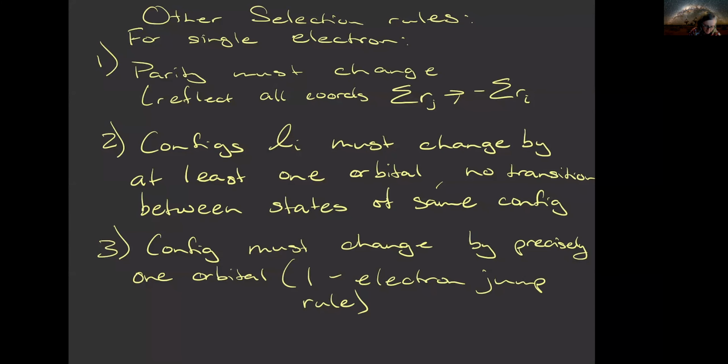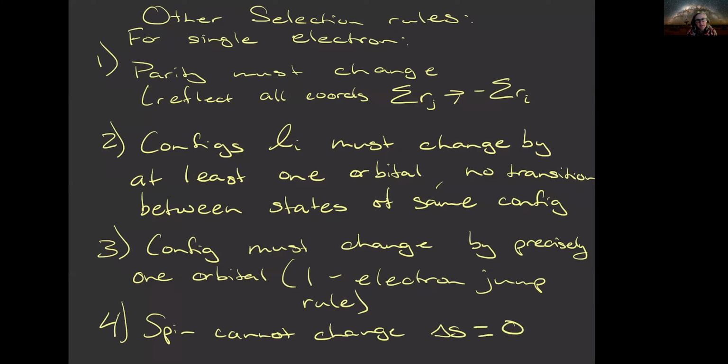And finally, the spin cannot change, which is to say that delta S has to be equal to 0. The spin cannot change for an electron in this situation for an allowed transition. So these are the rules for a single electron situation in allowed transitions. In our next lecture, we'll move on to the selection rules for many electron systems, and then we'll put those into a little bit of practice.